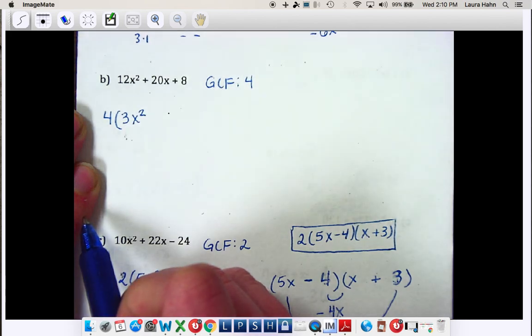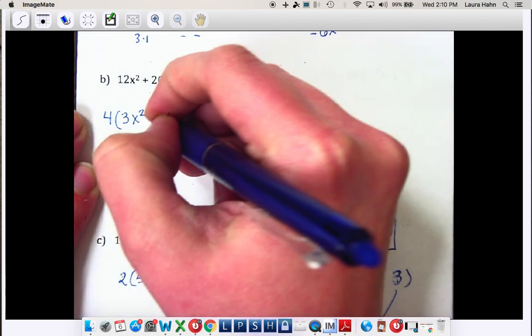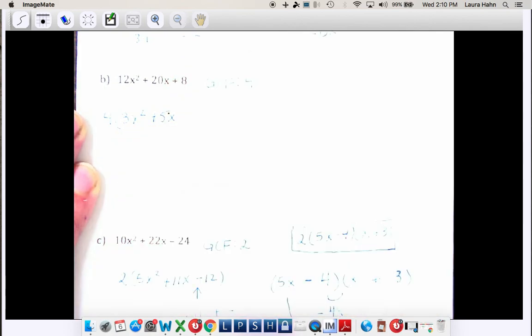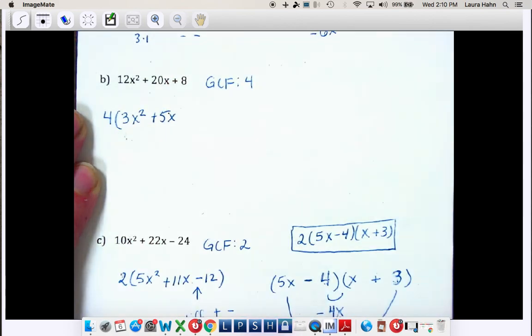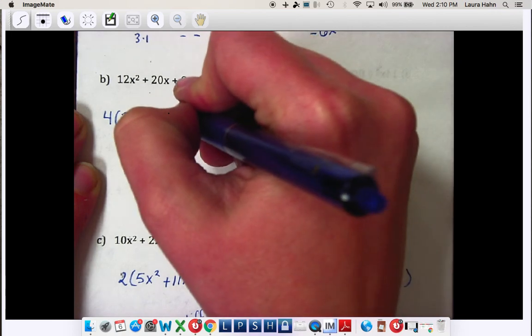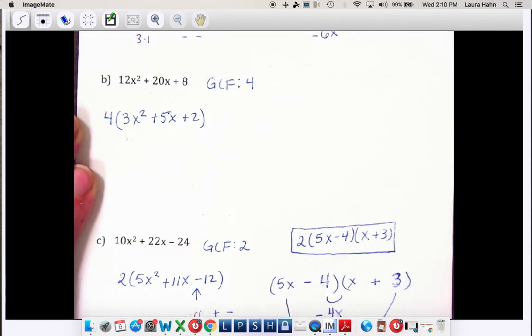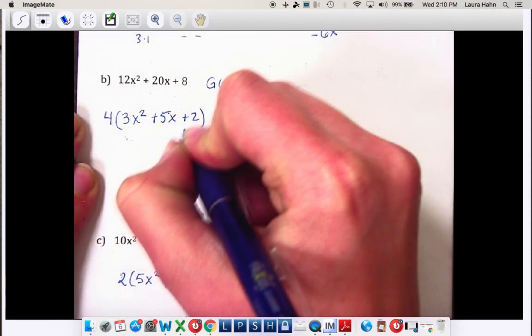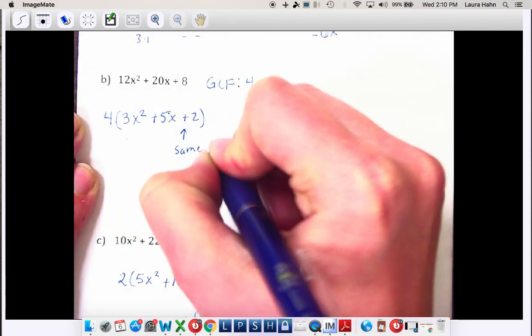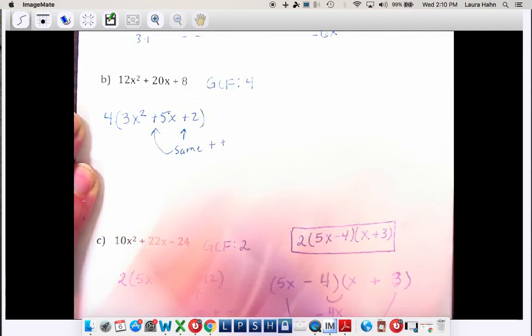Now I'm trying to get to a positive 20x. Well, 4 times a positive 5x will give me that positive 20x. Now I'm trying to get to 8. 4 times a positive 2 is 8. All right, this guy tells me my signs will be the same. I know they will be 2 plus signs because I look at that first sign.